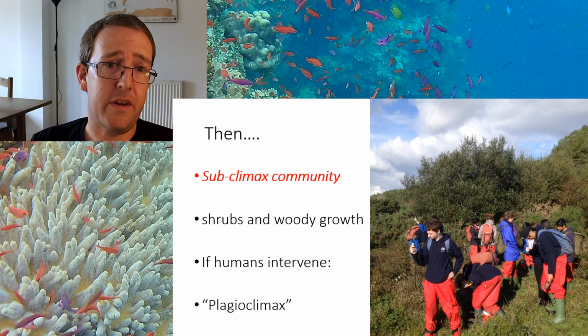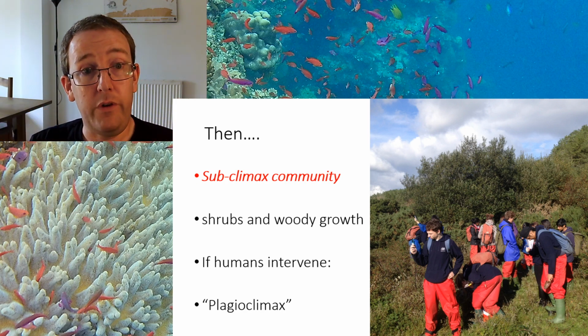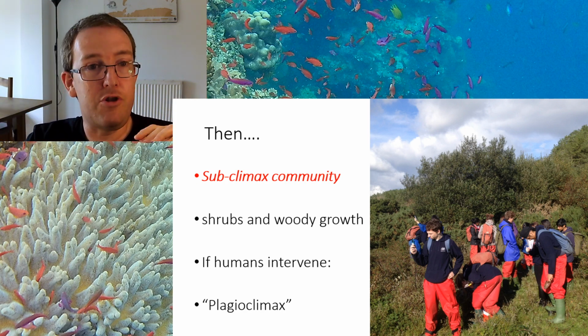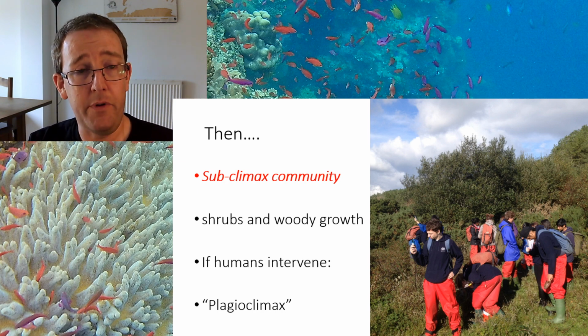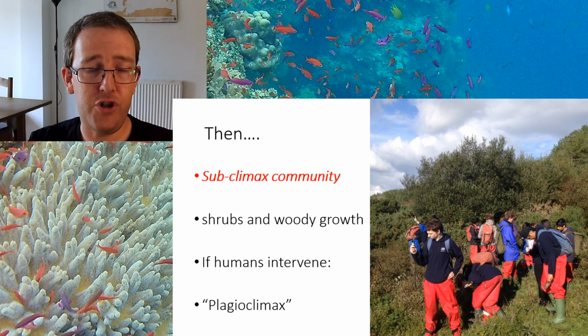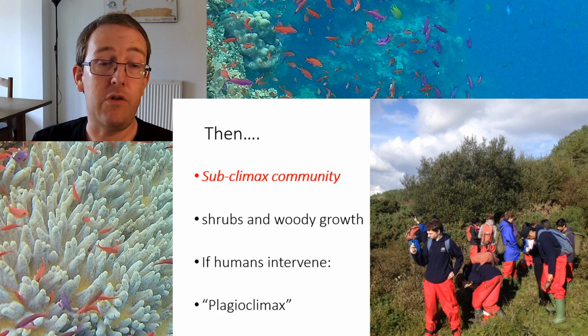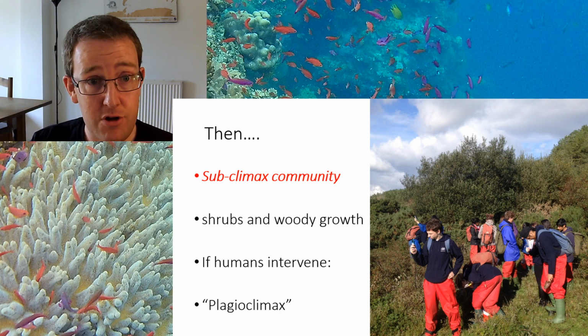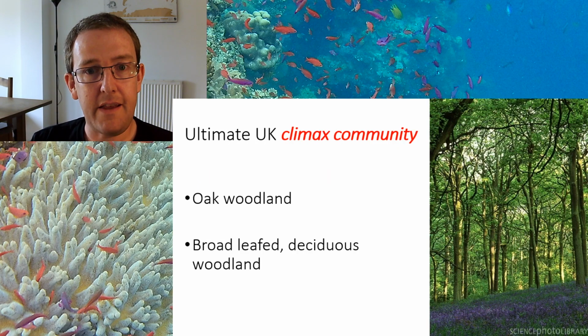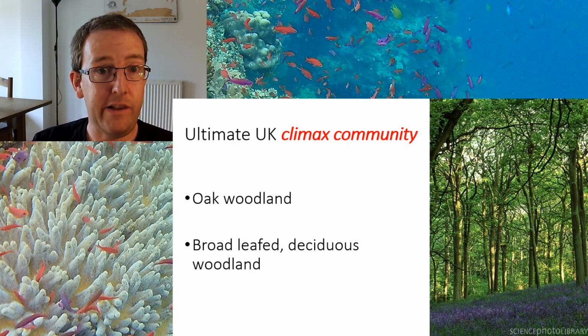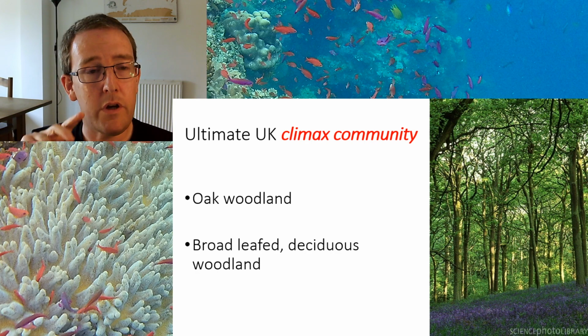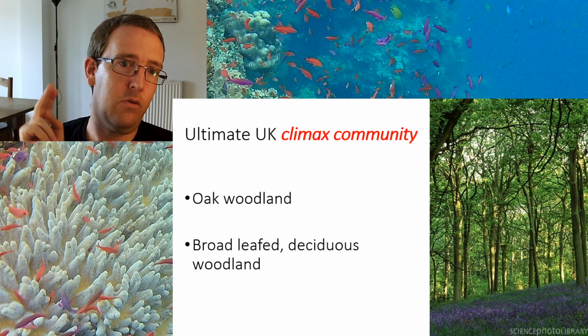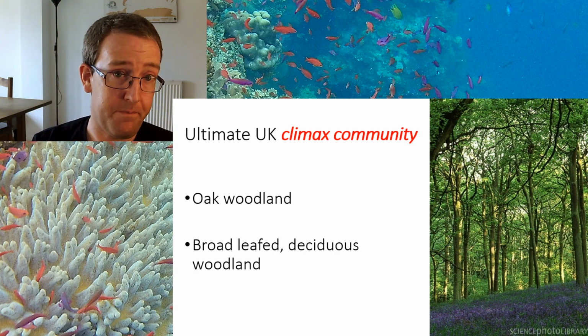So subclimax community is the stuff you get before. So you go from wildflowers, these dune slacks, this sort of wet environment, to more shrubs, bushes. You know what these things look like in the UK. Think a typical UK hedge, those kind of shrubs. And then eventually, if you left that long enough, the ultimate UK climax community would be oak woodland. Things like oak, beech, birch, ash, all these ones would move in, okay?